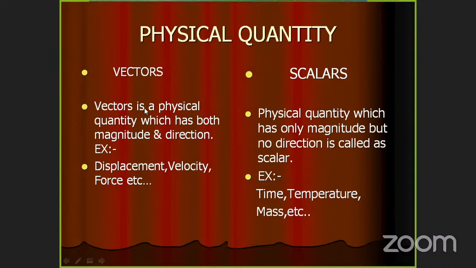Vectors are physical quantities that have both magnitude and direction. For example, displacement, velocity and force, etc. These have both magnitude and direction. Magnitude means what? Magnitude means nothing but value. It has some value and direction. For example, force is a vector quantity.